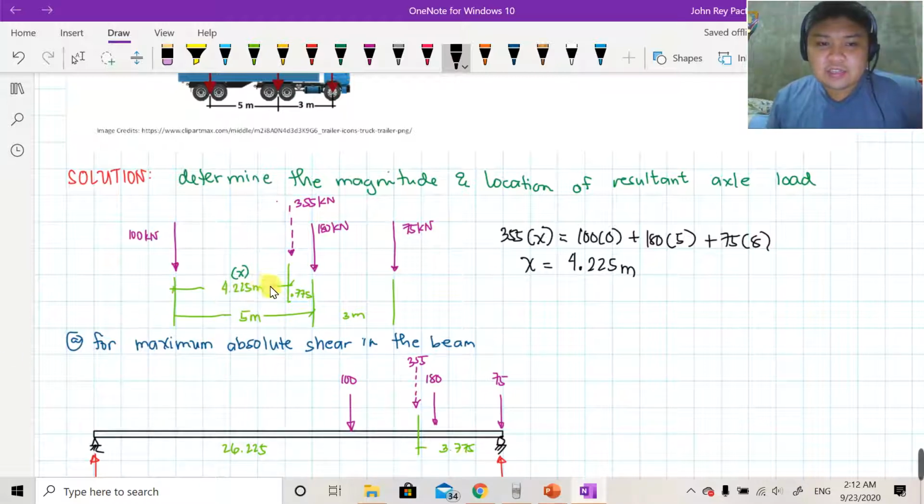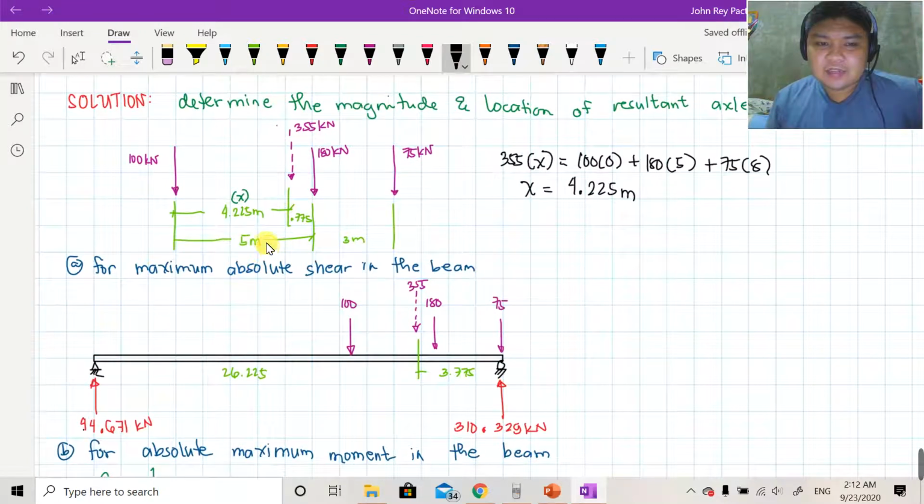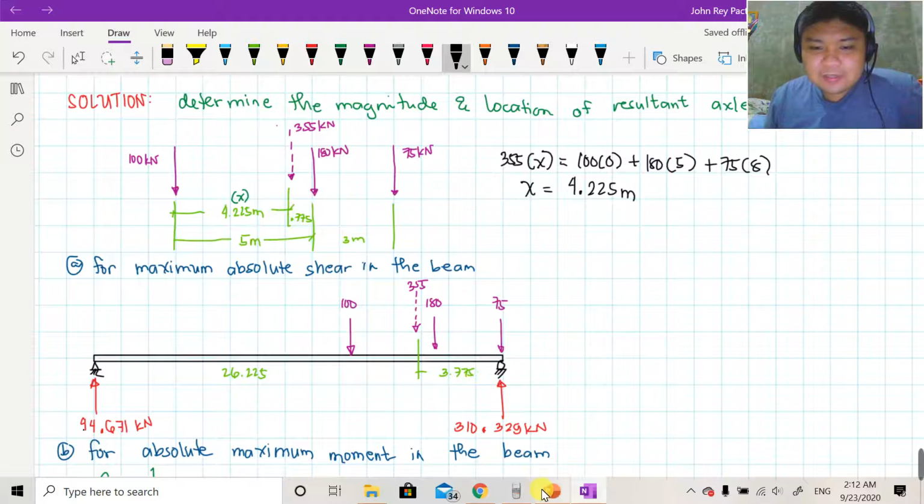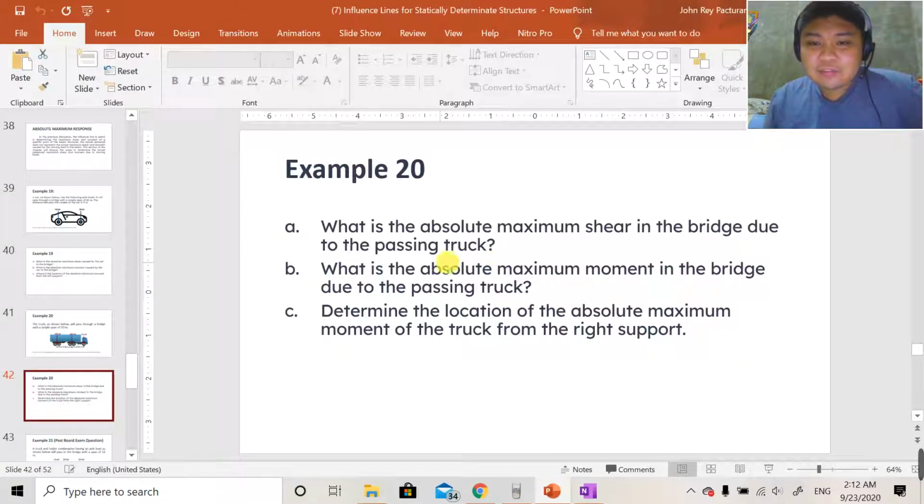Ayan siya. And therefore, since this is 5 meter class, ibig sabihin this is 0.775 class. And therefore, with respect to the right, that is 3.775 meters, di ba? So 3 meter plus 0.775 is 3.775. So yung unang tanong, balikan natin class yung slide. What is the absolute maximum shear in the bridge due to the passing of track?